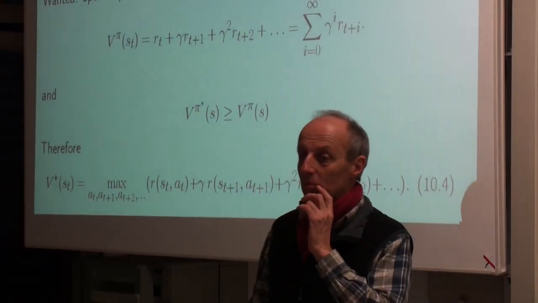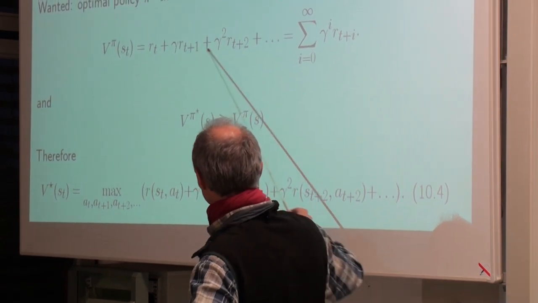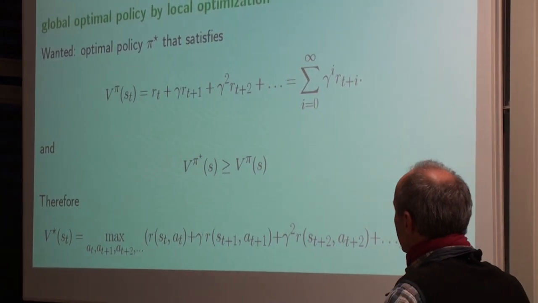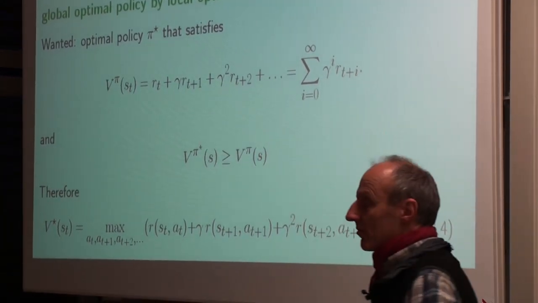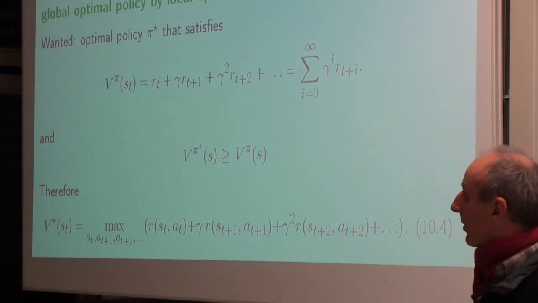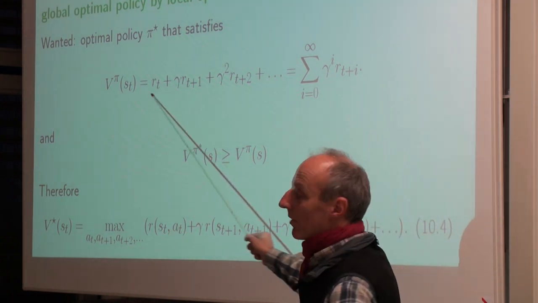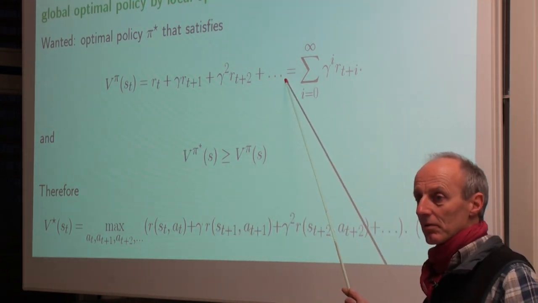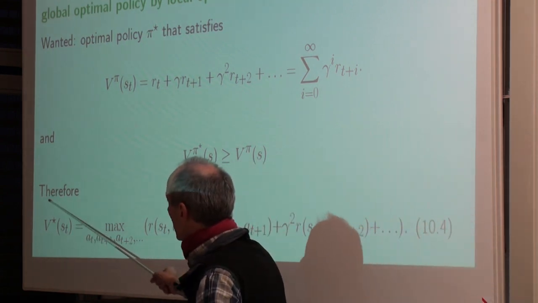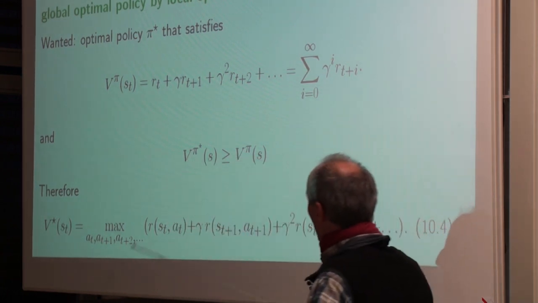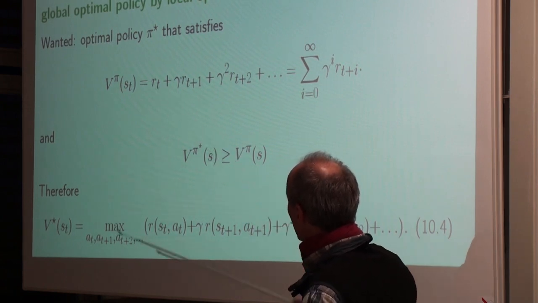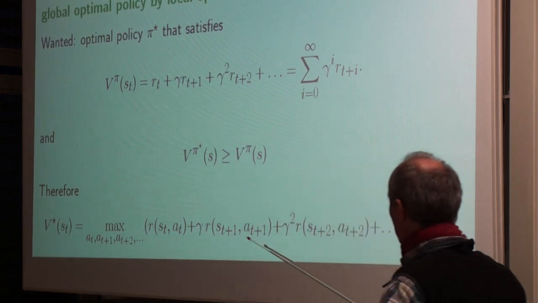Now, let's look at our cumulative value function. We are looking for an optimal policy. What is an optimal policy? An optimal policy is one that maximizes this infinite reward. Okay, now let's maximize the infinite reward. This is our value function, and it starts with r of st, at, which is this first reward, plus gamma times the next reward, and so on.